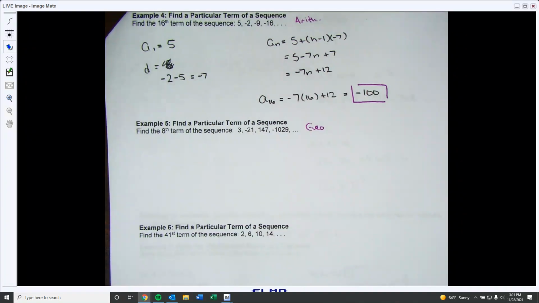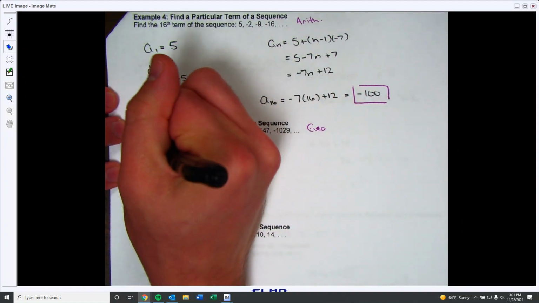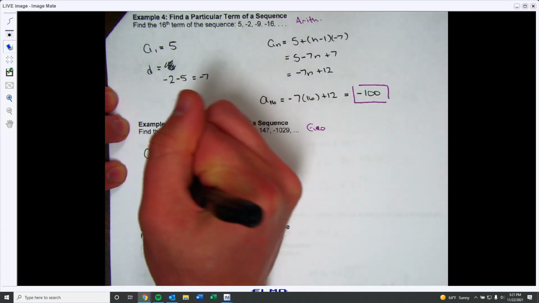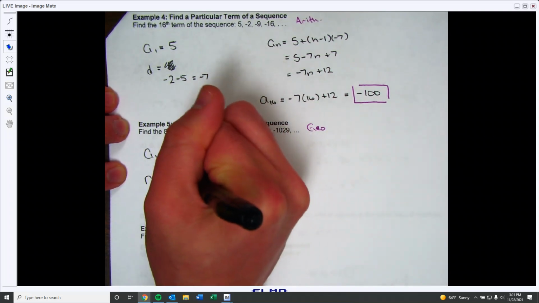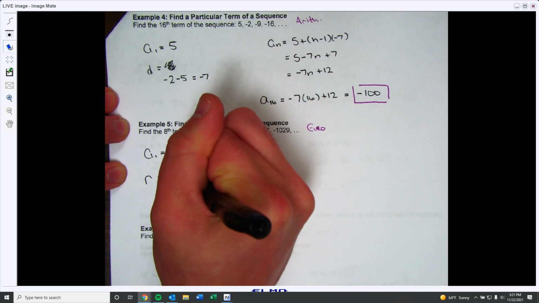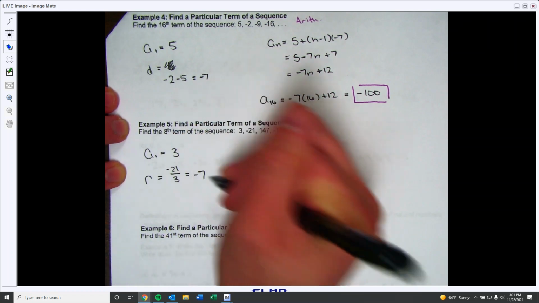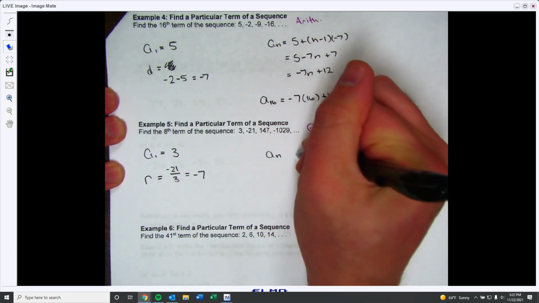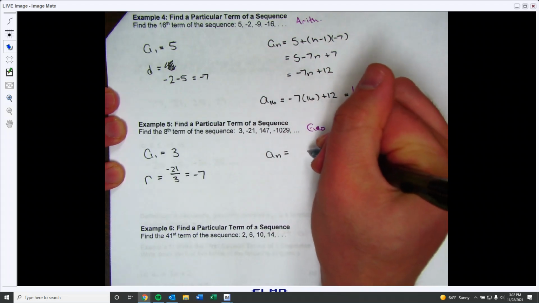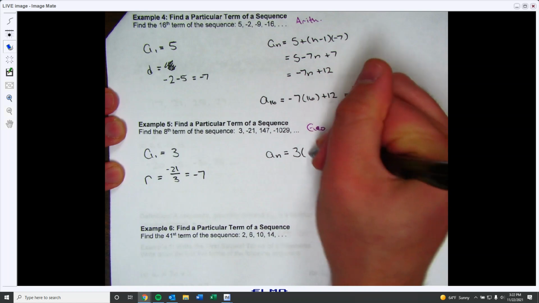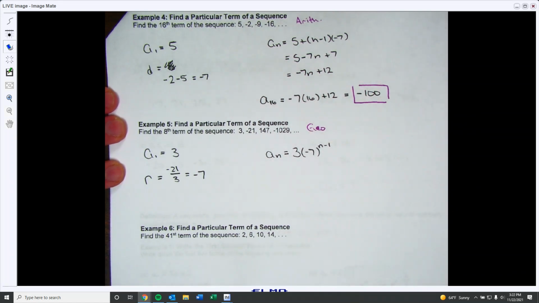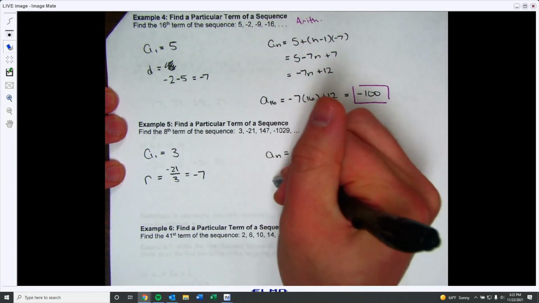So I got a geometric one right here, and I know I'm going to need my first term, which is going to be 3. My common ratio, I have negative 21 divided by 3. That gives me negative 7. Again. Now, I can write out my formula. an equals 3 times negative 7 to the n minus 1. And that's our formula. Now we need the 8th term of this one.